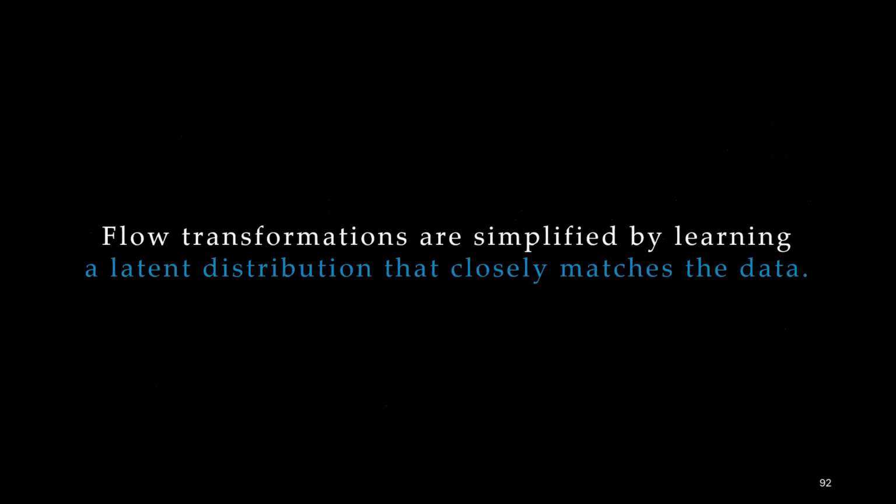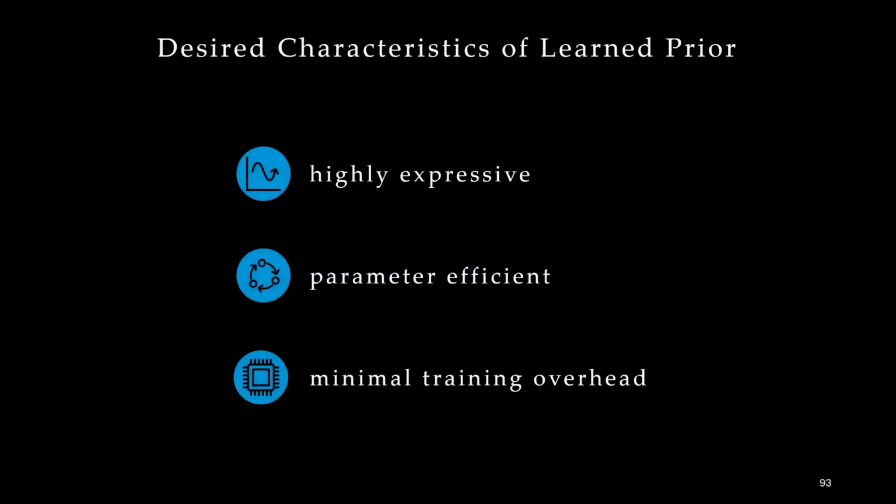So the main hypothesis for this work is that flow transformations will be simplified if we learn a latent distribution which closely matches our data distribution. Now this sounds almost too simple to work in practice, and I think the real challenge here is that it comes with a set of really stringent assumptions about this learned prior. We would need a prior which is highly expressive in its own right. If it's not expressive enough, then we might as well just use a standard normal distribution as our prior, which most flows use anyway. It also needs to be really parameter efficient and have minimal training overhead, right? If you're going to spend all this time training your prior distribution, you might as well just use it to train your flow model in the first place.